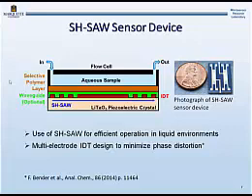Now, the transducers use a multi-electrode design to minimize phase distortion, and we found that this also minimizes the noise in our baseline. So here you can see a photograph of the sensor device we used for this investigation. You can see we use a dual delay line design, so we can make a reference measurement. And I'm not showing it here, but we also developed a smaller device than this.